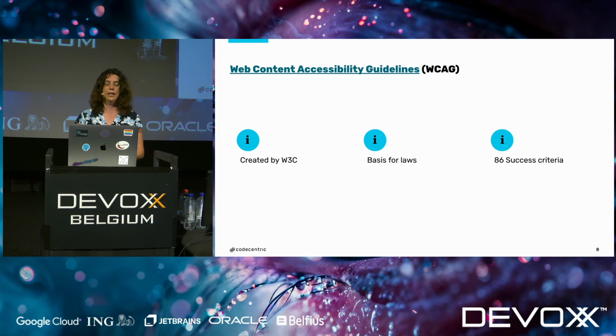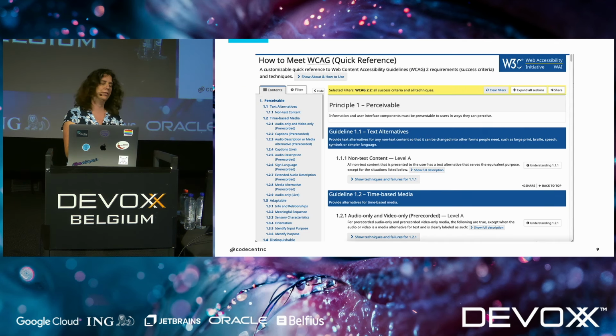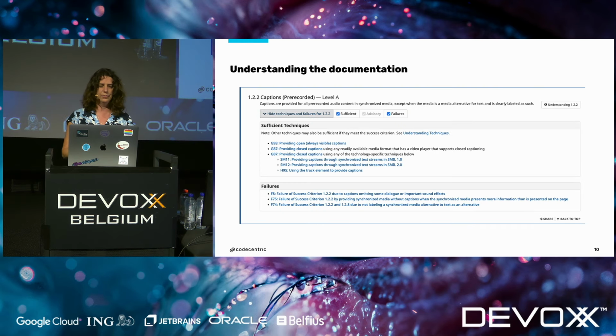The guidelines are also really extensive, so they have so-called success criteria, and we have 86 of them. And I cannot really go much into this content, but I want to show you the structure of these guidelines. For that, we will look at this page here. This is the quick reference. It has all the information about all the guidelines. And I picked one guideline at random to show you what the structure is.